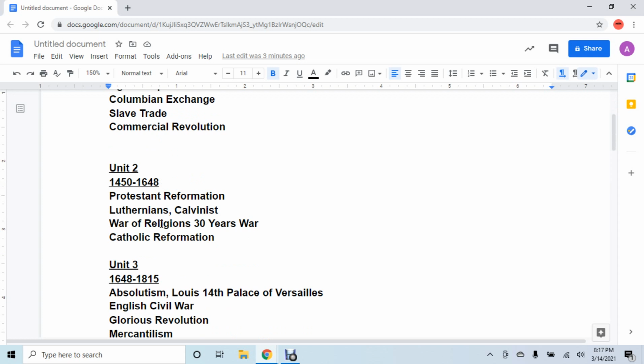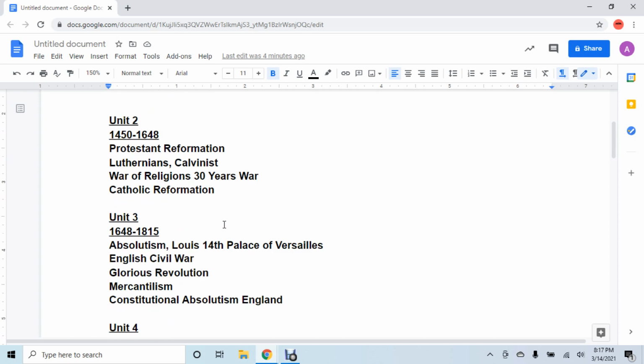For Unit 2, you're going to have from 1450 to 1648. The big ones you want to know here are going to be the Protestant Reformation with Martin Luther, Lutherans, and Calvinists. Those are the three major religions you want to know for AP Euro. Here you're going to have the War of Religions, which is the 30 Years' War, and then the Catholic Reformation or the Counter-Reformation, which ensues after the Protestant Reformation.